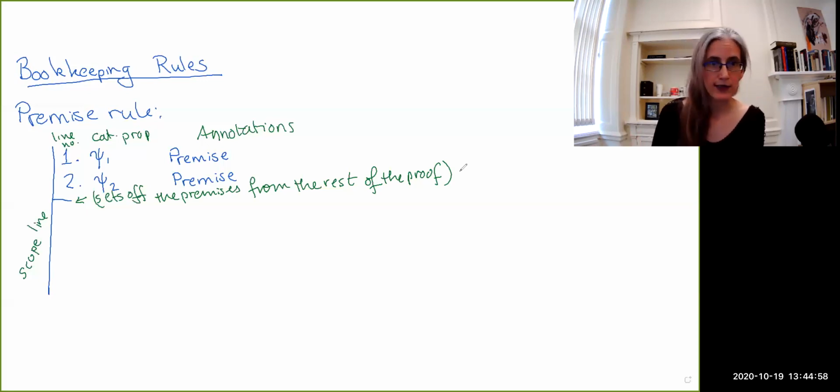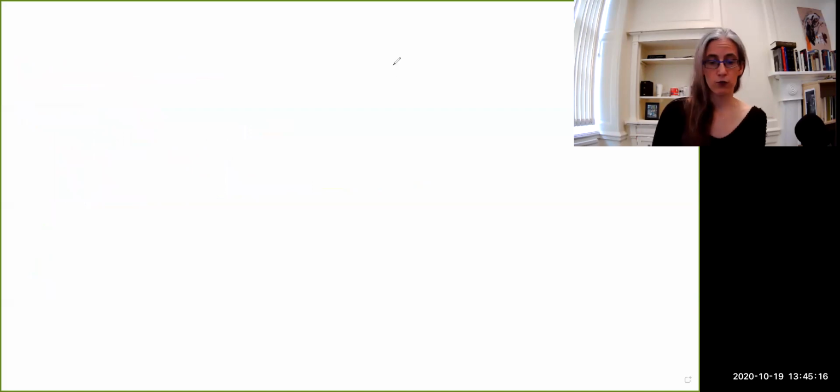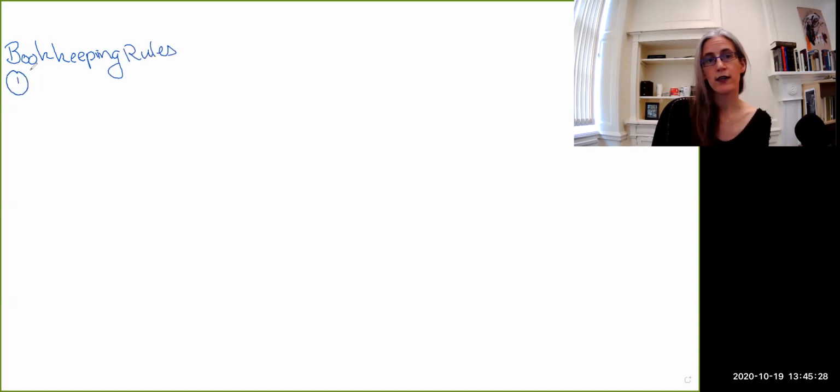Now, because I've put these annotations onto my annotations, I now don't have enough room. This is something that always happens when you're doing logic. Your whiteboard is just never big enough. Anyway, I'm gonna have to clear the whole thing, clear all drawings. And I will just reiterate so that we remember what it is that we're doing. We are talking about the bookkeeping rules, of which the first one is the premise rule.